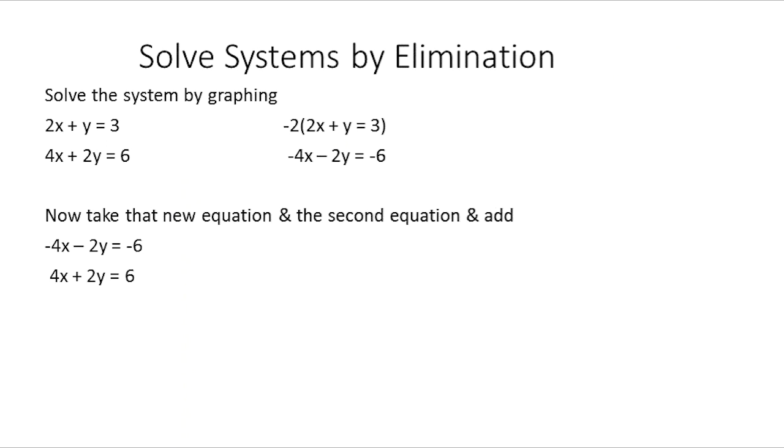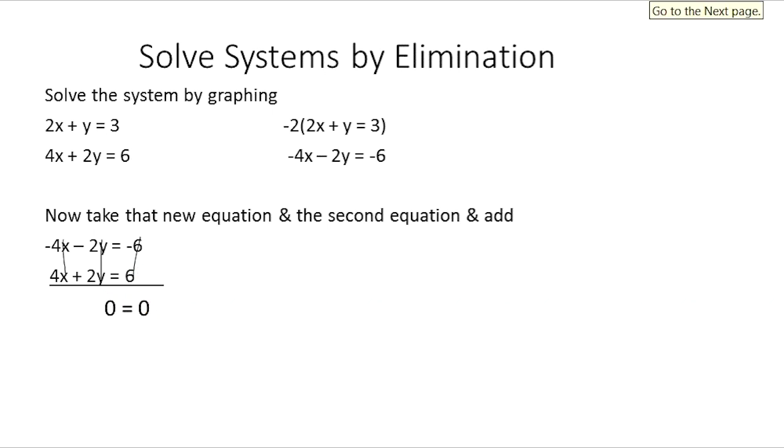So now let's add them. When I add them, notice that the x's cancel, the y's cancel, and the 6's cancel. So this side of the equal sign, I'm left with nothing but 0. This side of the equal sign, I'm left with nothing but 0.